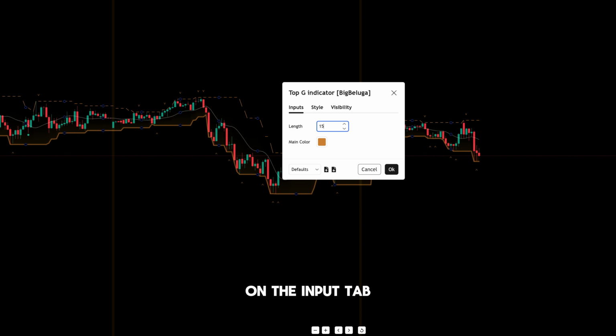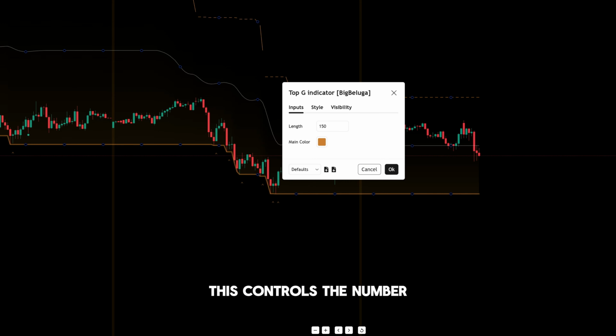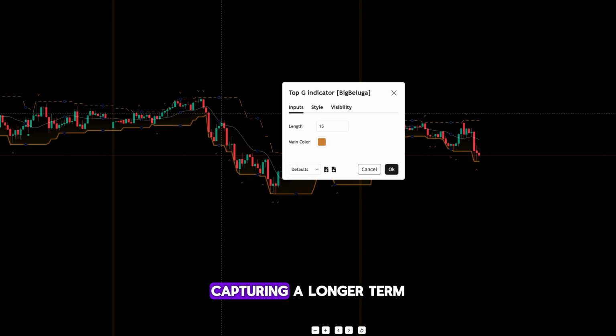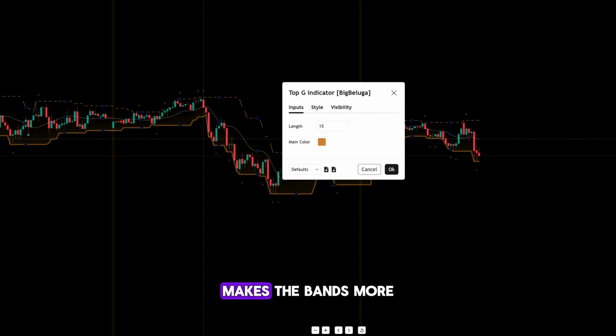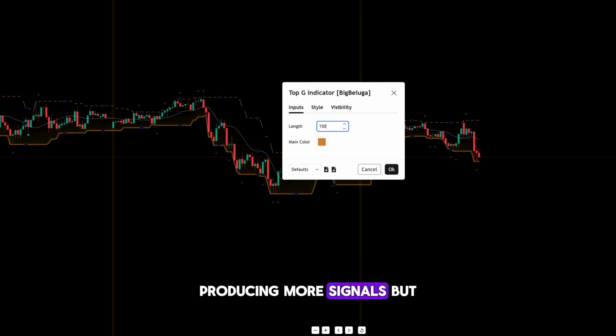On the Inputs tab, we have the length setting, which defaults to 150. This controls the number of bars or periods used to calculate the range and dynamic bands. A higher value, like 150, results in smoother bands with fewer signals, capturing a longer-term view of the market. Lowering this value, however, makes the bands more responsive to recent price movements, producing more signals but potentially increasing noise.